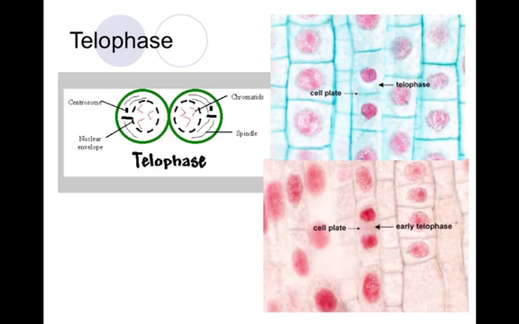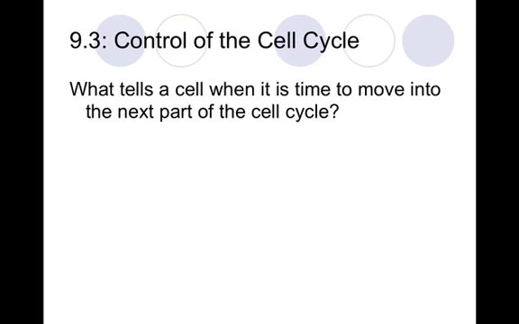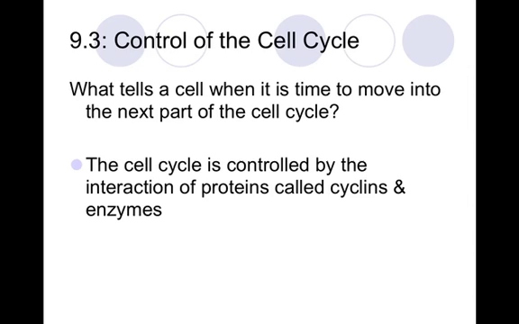Now remember, and you need to know this for your test, in the formation of cytokinesis, you're going to start having a cell plate form in animal cells because that helps form the cell wall. In cytokinesis of animal cells, they just kind of pinch off like we did in our activity that we did in the hallway. So what is it that tells the cell it's time to move into the next phase of the cell cycle? What is it that controls that?